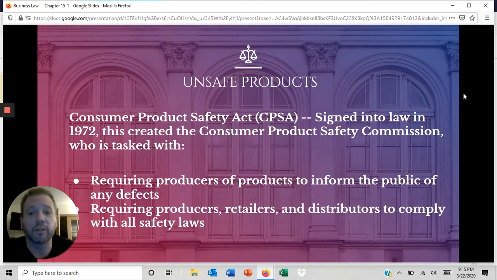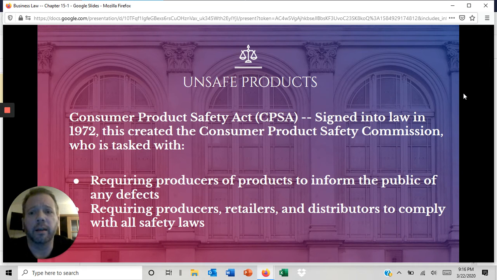As you can see here, the Consumer Protection Safety Act of 1972 created the Consumer Protection Safety Commission. And the commission is just a board of directors or a board of maybe 7 or 9 people, male or female, that require producers of products to inform the public of any defects. If you make a product knowing that it could cause harm, then you need to inform the public.